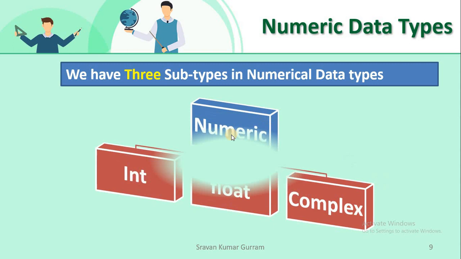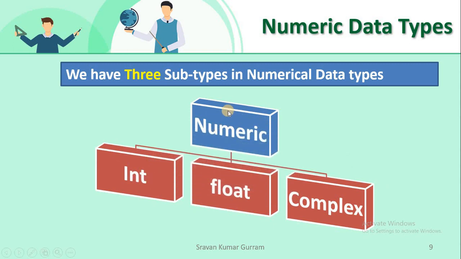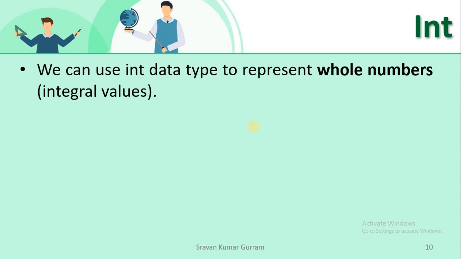Coming to the numeric data types, again we have 3 subcategories. Those are int, float, complex. These numeric data types work with numerical values. So let us start the discussion about the numeric data types one by one. First one is the int data type in the numeric.